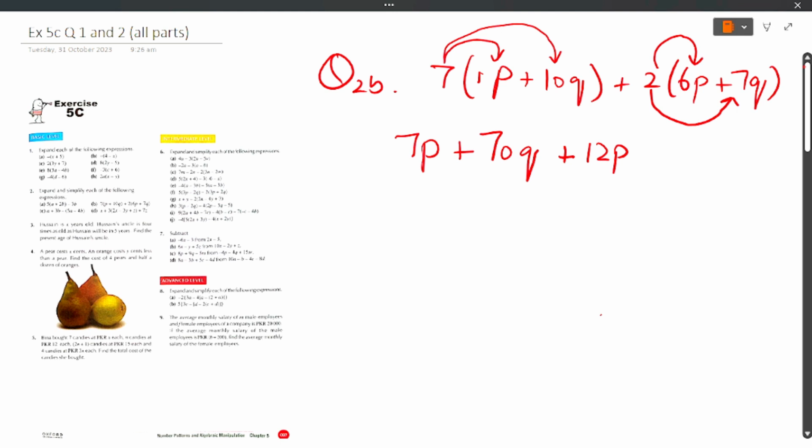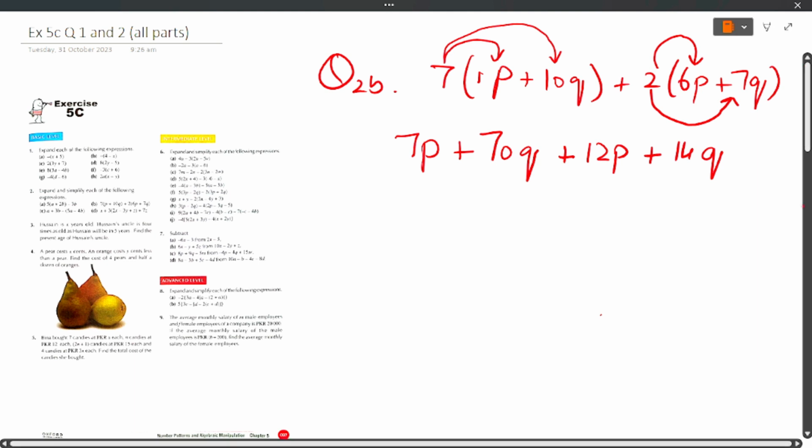Come on, 2 is the variable. Hello, tell me, 2 is the variable. So wake up. 2 is the constant, and the constant is going to multiply with the constant. 2 7 times 14q. Now arrange this expression, and by writing p's value all together, so 7p plus 12p, and then I'm going to write the q's value, 70q plus 14q.